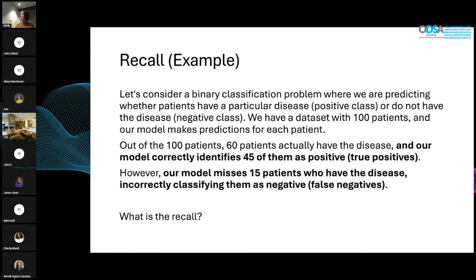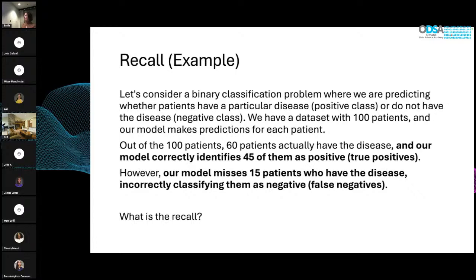All right, in our example here, let's consider binary classification, and we're predicting patients who have a disease and patients who do not have a disease, 1 and 0, positive, negative. We have a data set with 100 patients, and we make predictions for each patient. Out of 100 patients, 60 patients actually have the disease, and our model correctly identifies 45 of them as positive, true positives. However, our model misses 15 patients who have the disease, incorrectly classifying them as negative, false negatives.